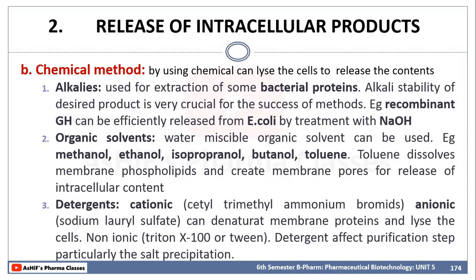So examples of alkalis include NaOH, which is used to remove intracellular products from E. coli. And it is mainly used in recombinant technology for production of growth hormone in E. coli.